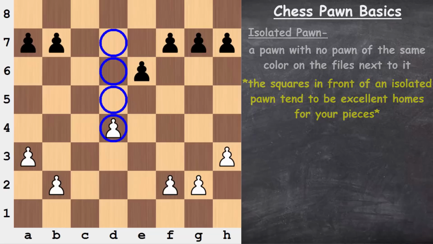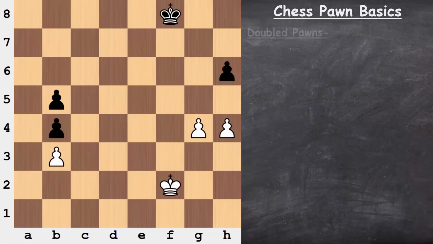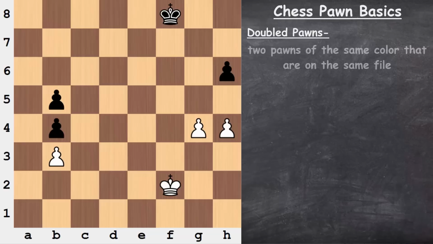Moving forward, looking next at doubled pawns. What's a doubled pawn? A doubled pawn is when you have two pawns of the same color on the same file. So by that definition, black has doubled B pawns. These have a tendency to be a liability in chess, doubled pawns. Not all the time. Some of the times they can be a liability.